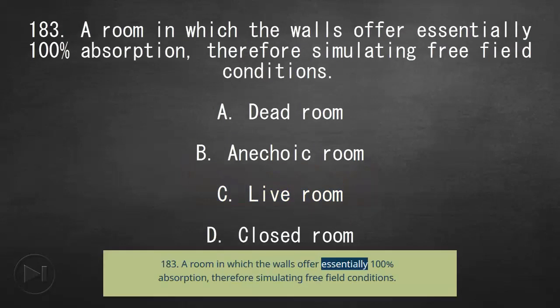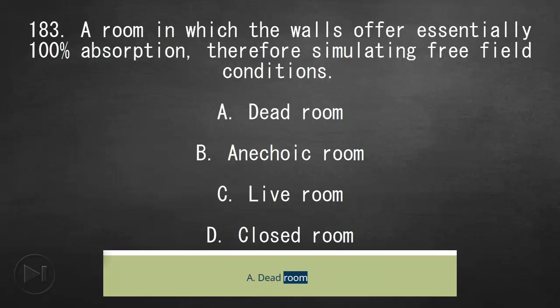183. A room in which the walls offer essentially 100% absorption, therefore simulating free field conditions. A. Dead room. B. Anechoic room. C. Live room. D. Closed room. Answer, B. Anechoic room.